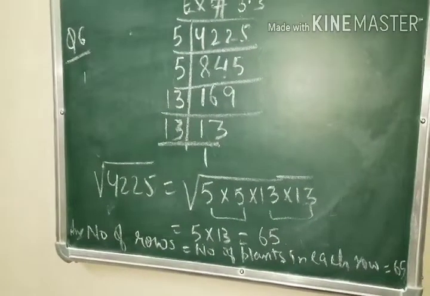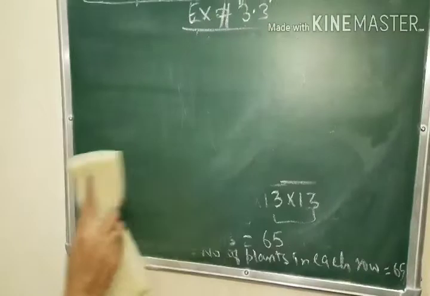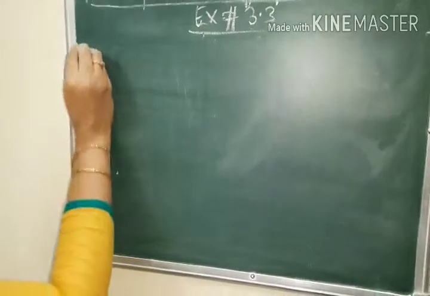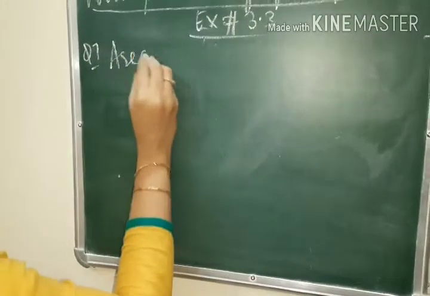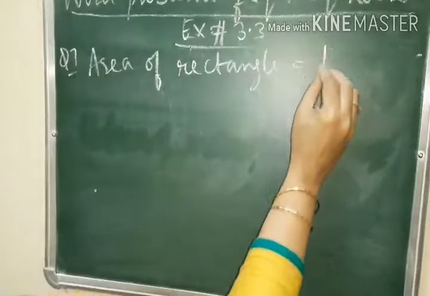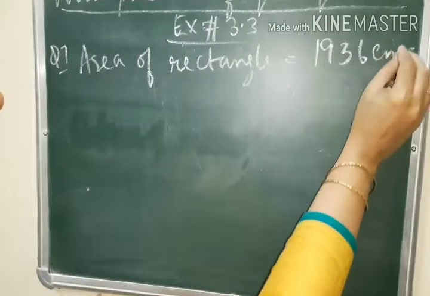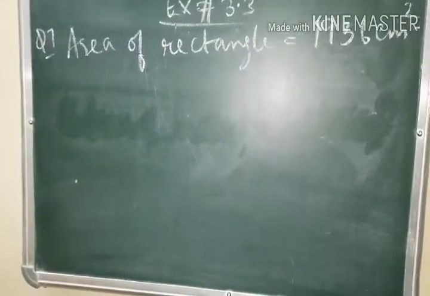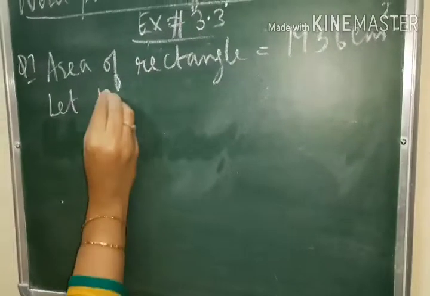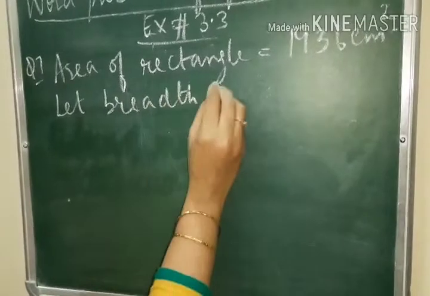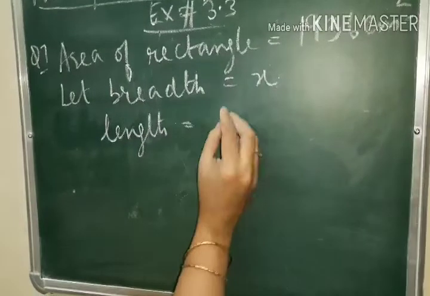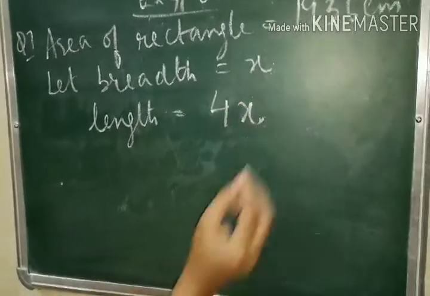Question number 7 is: the area of a rectangle is 1936 square centimeter. The area of the rectangle is equal to 1936 centimeter square. If the length of the rectangle is 4 times its breadth, now for breadth we don't know anything, so let the breadth be x. And about length we know that it is 4 times its breadth. 4 times means 4 into x, so 4x.